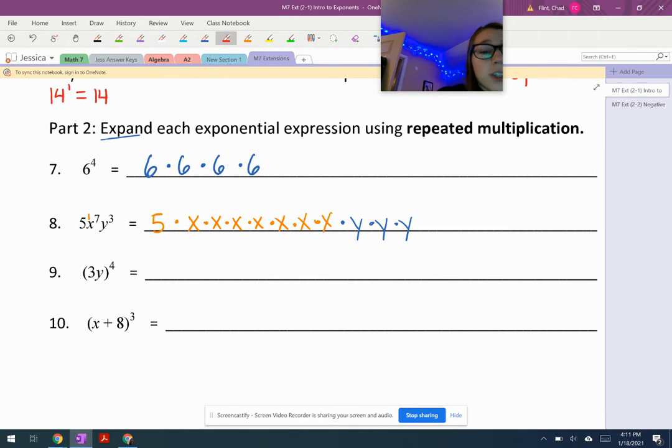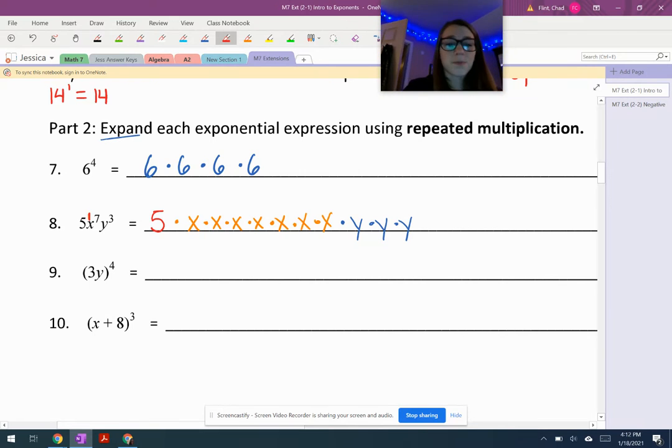And actually, I'm going to change the color on the 5 just to emphasize the fact that the 5 is in no way, shape, or form attached to that 7. I could move all those pieces around.